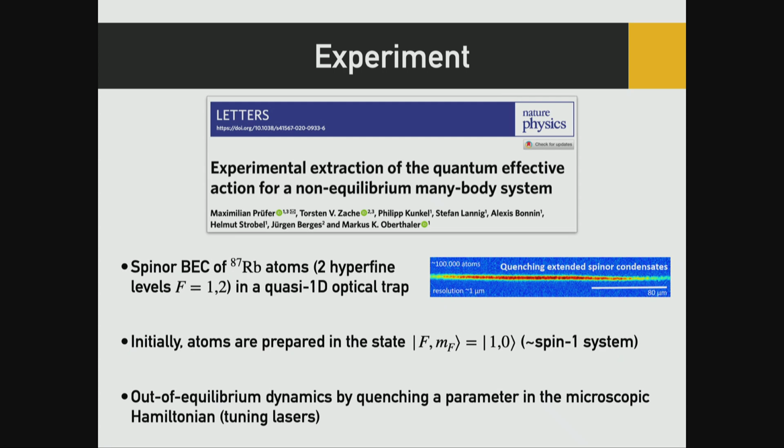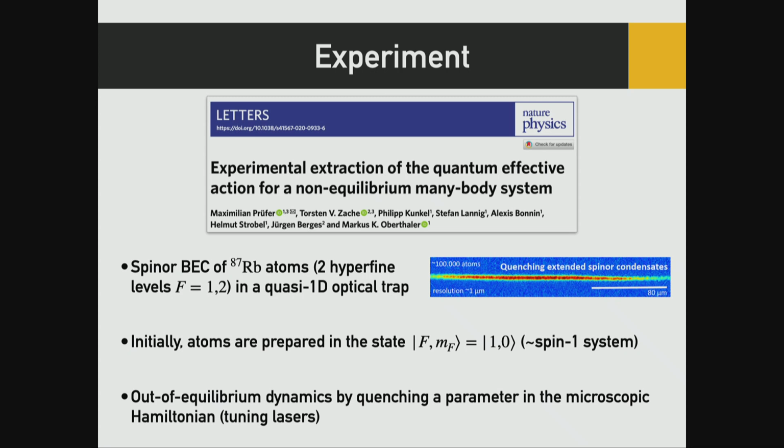So here, let me just mention a few technicalities of the experiment. In this experiment, they prepare a spinor Bose-Einstein condensate using rubidium atoms. And these are put in a trap that has this elongated shape, so it's almost a one-dimensional system. And then in the experiment, what they basically perform is a quench dynamics. So they initially prepared all the atoms in the hyperfine manifold with F equal to 1 and substate with MF equal to 0. So you can think of this as a spin 1 system.